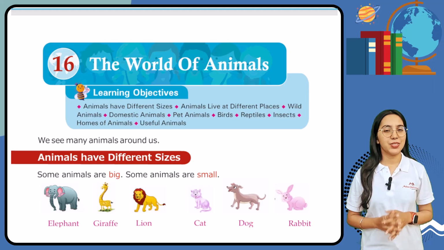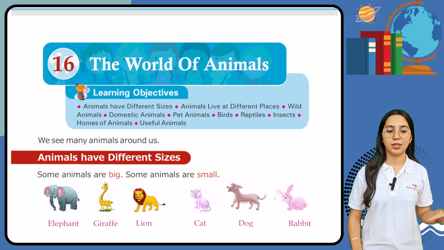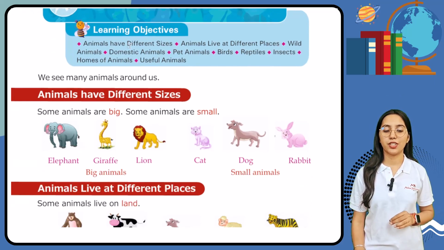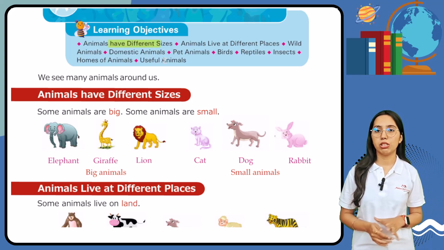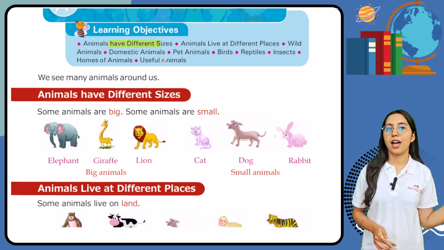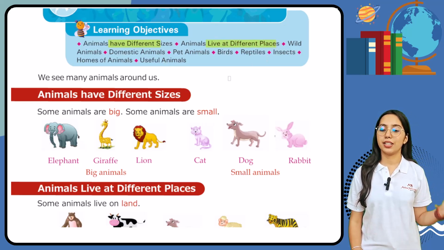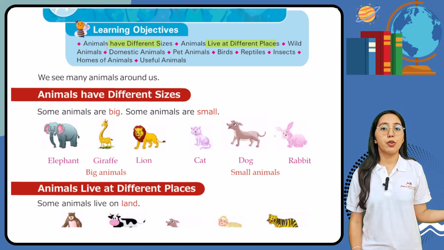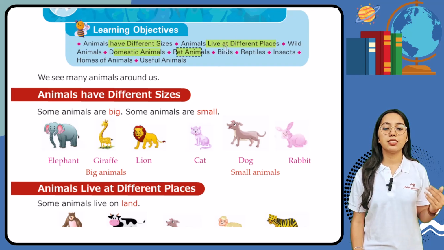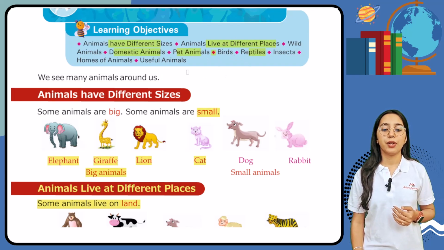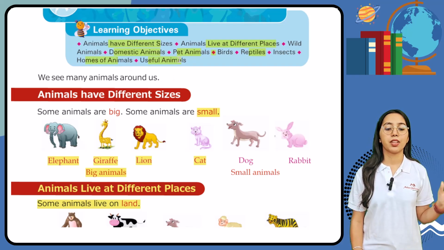Students, in today's class, we are going to start with a new chapter, the world of animals. Let's see the learning objectives of this chapter. Animals have different sizes. Animals live at different places. Then we are going to learn about wild animals, domestic animals, pet animals, and then birds, reptiles, insects, homes of animals, and useful animals.